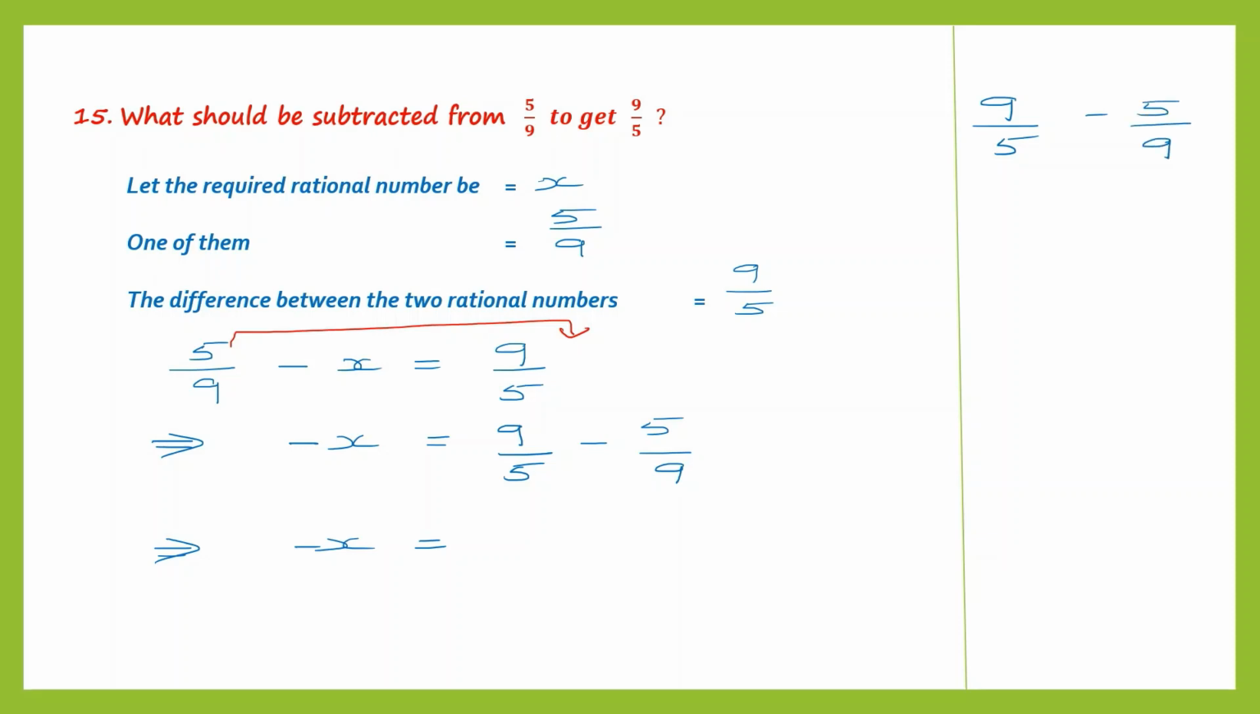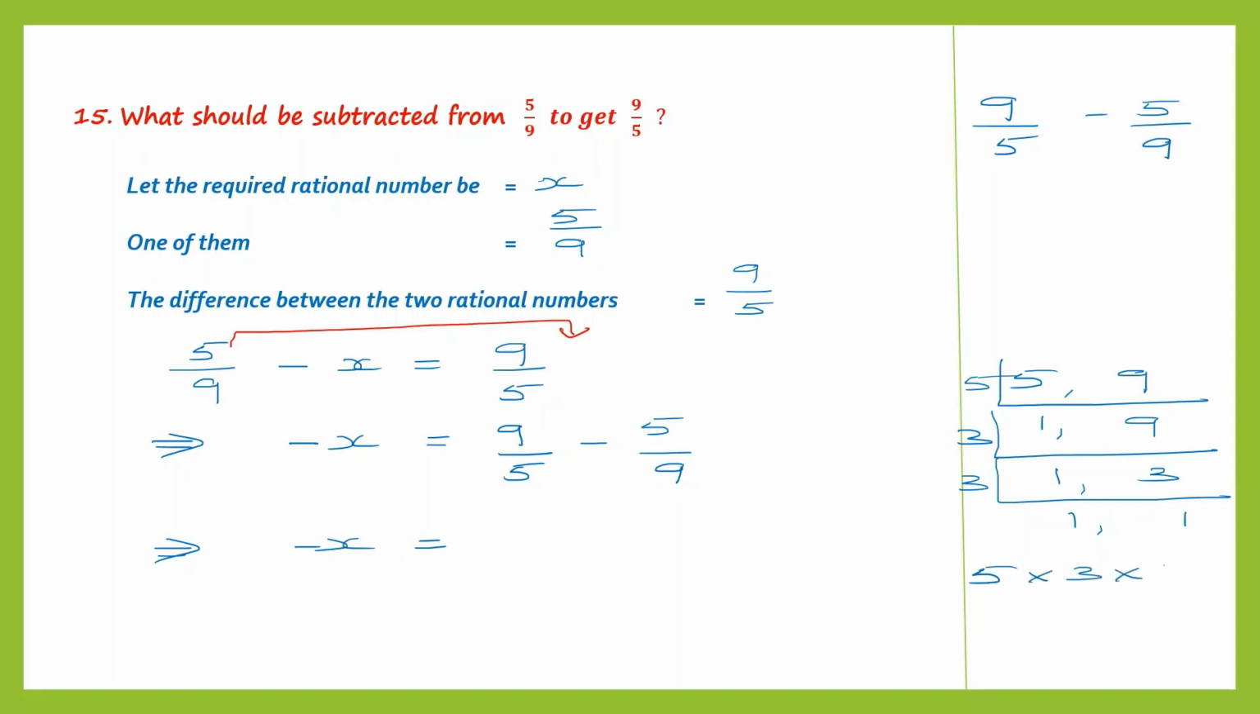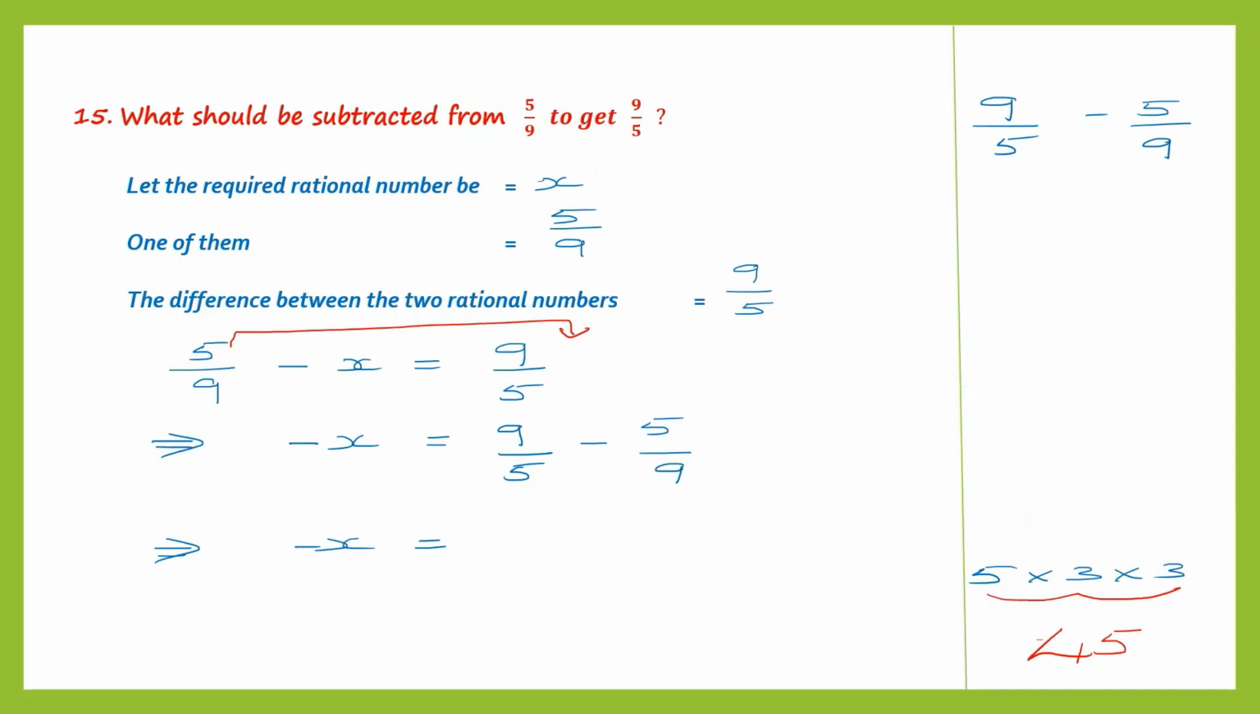What is the LCM of 5 and 9? So let's use 5. 5 ones are 5, and then we have 9. Now let's use 3. 3 ones are 3. 3 threes are 9. Again, we can divide it 1 and 1. So what is the LCM? 5 into 3 into 3. So let's see how much this is. 5 threes are 15. 15 threes are 45. So 45 is the LCM that's going to be used as a common denominator. So let's do that. 45 is the common denominator.